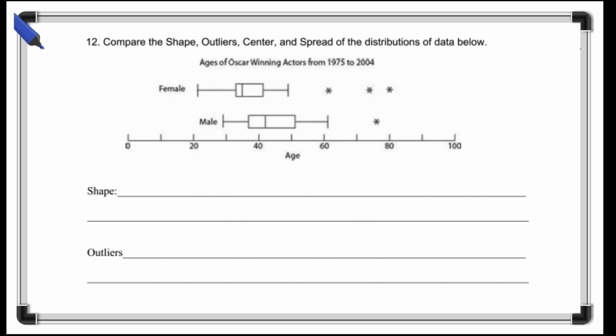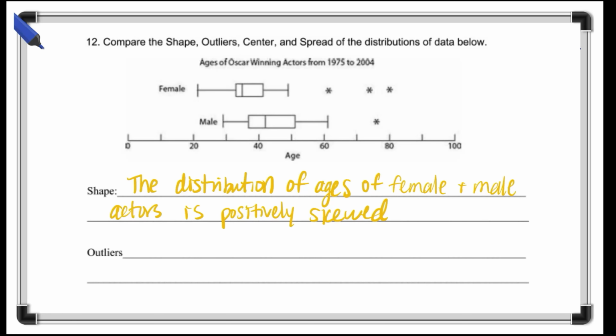Okay, here we're going to compare. So we're going to look at shape, outliers, center, and spread. So let's go ahead and look at this data. You're given Oscar winners, and the first thing we want to do is we want to figure out the shape. So we want to ask ourselves, is this symmetric or is this skewed? So what you will see is actually these outliers pull that tail, right? They skew your data to the right. So how we will write this is that the distribution of ages of female and male actors is positively skewed or skewed to the right.